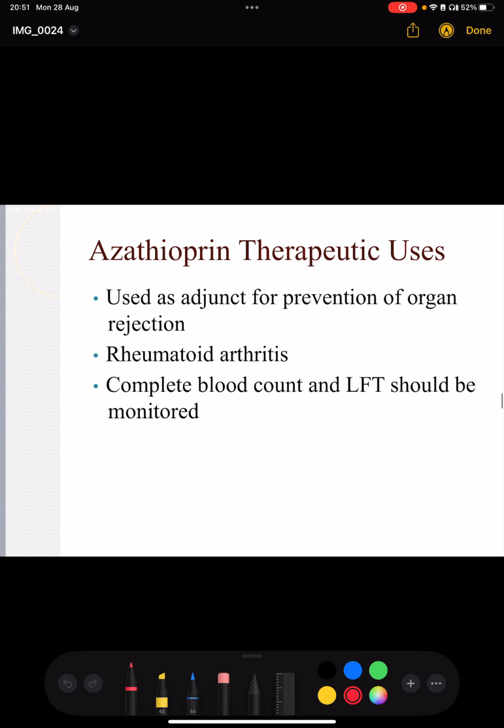Therapeutic uses, again adjunct, meaning it is used in addition to glucocorticoids and calcineurin inhibitors. For preventing organ rejection, it is used in rheumatoid arthritis and autoimmune disease. That makes perfect sense to use an immunosuppressor for an autoimmune disease. In autoimmunity, the body's immunity is attacking the body itself, so you suppress the immunity. Complete blood count and LFT should be monitored when you're using azathioprine.